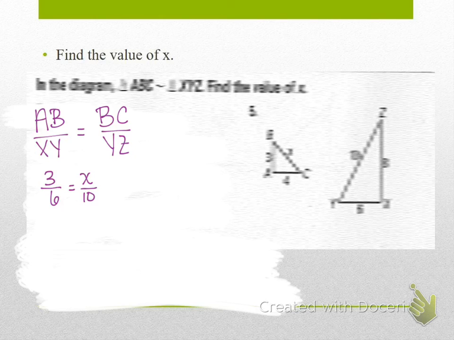Questions, concerns? Okay. We've got to cross multiply. 3 times 10 equals 6x. To solve it, we divide. x equals 5. Questions, concerns about 7.2?